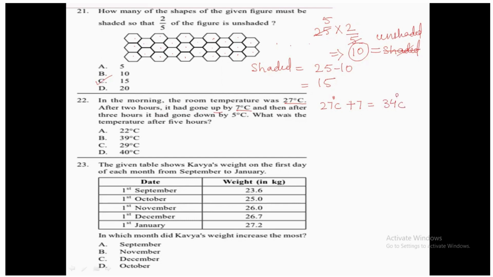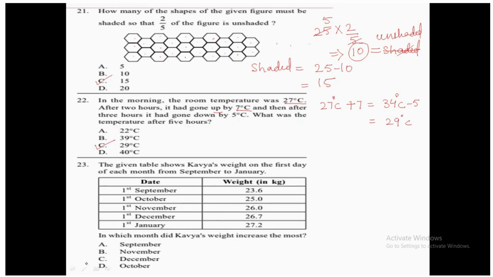Then after 3 hours, it had gone down by 5 degrees Celsius, so I need to subtract 5 from it. When I subtract 5, I get 29 degrees Celsius. So what was the temperature after 5 hours? The temperature after 5 hours will be 29 degrees Celsius. That is option C, so option C will be my correct answer.